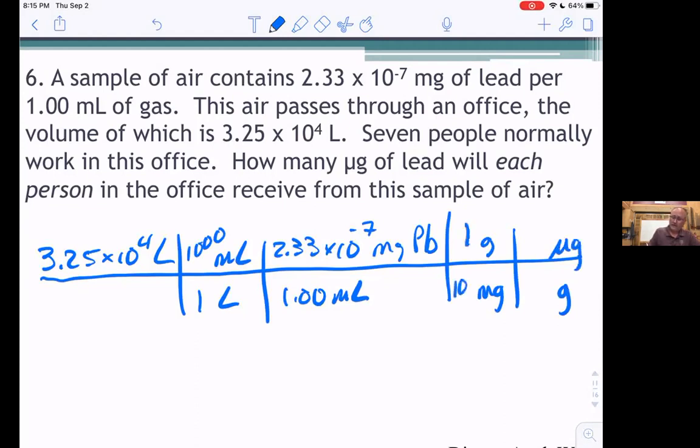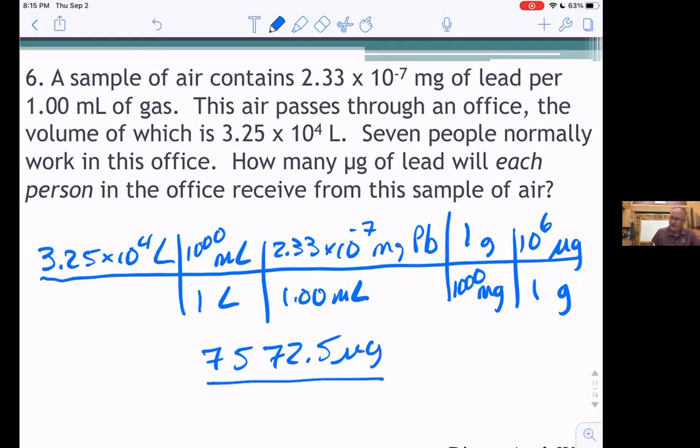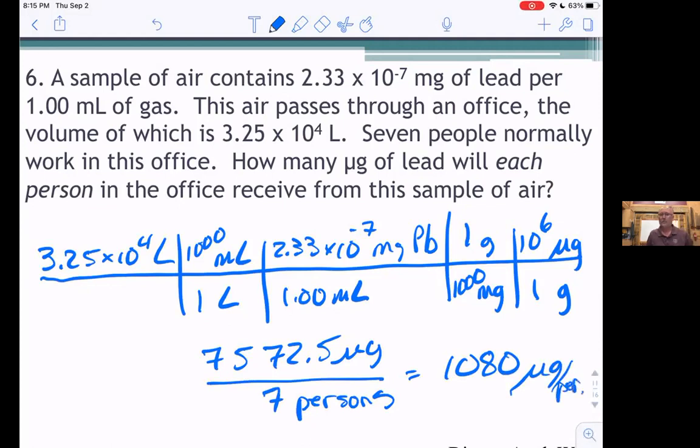So 1 gram is 1,000 milligrams, and then 1 gram is 10 to the 6th micrograms. And at that point, you would have the micrograms of lead. I probably should have continued to write Pb as my symbol for the lead. What you end up getting is 7,572.5 micrograms. But what they wanted was the micrograms per person, each person. So divide that total by the 7 people, or 7 persons, let's say, and you end up with 1,080 micrograms per person.